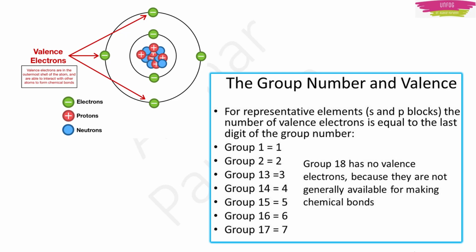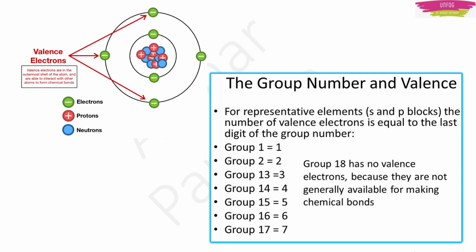For group 18, no. The elements which belong to group 18 are exceptional. They have no valence electrons because they are generally not available for making chemical bonds. We are talking about the inert gases. They are group 18, right? They are not at all ready to react. That's why they don't have valence electrons, and group 18 elements are the ones which will not have the same group number, that means the unit digit place number and the valence electron number.